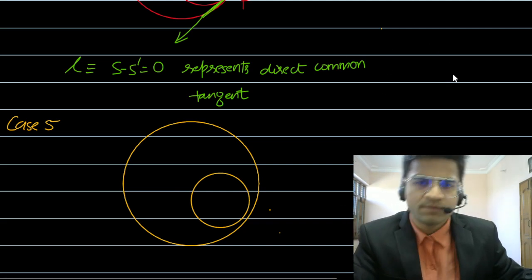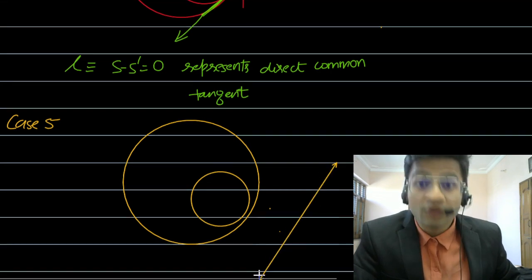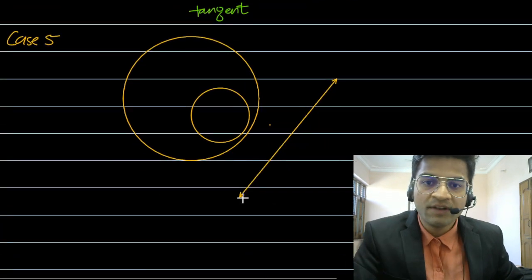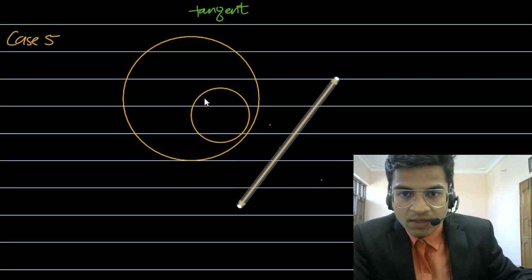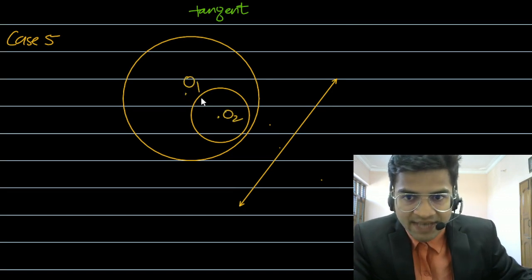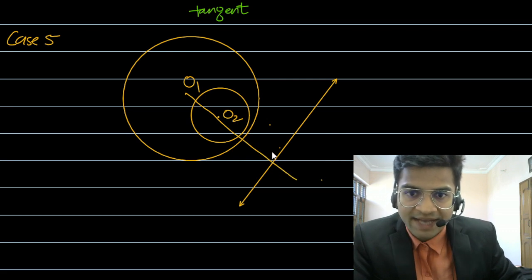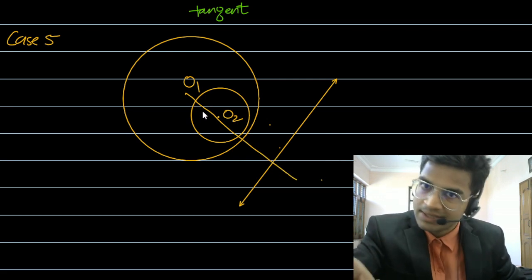Somewhere there will be a radical axis, and it will be perpendicular to the line joining the centers of the two circles. Let us say the center of the first circle is O1 and this is O2. You join O1 and O2 and extend it. So the radical axis will be perpendicular to O1O2, the line joining the centers of the two circles.